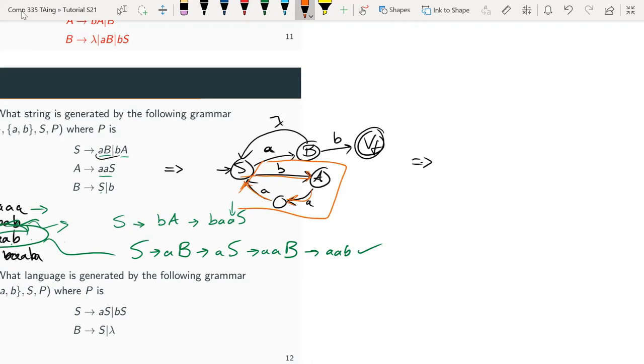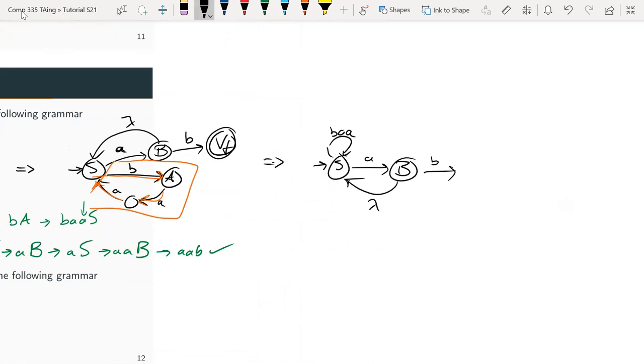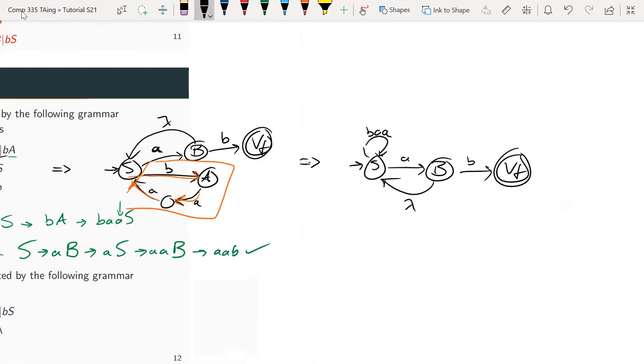And I can do that any number of times, meaning that my S can have the loop B, A, A, right? And then, let me do it step by step. So then I can go back to B with a lambda, and then I can go to B with F, right? Then I need to get rid of this intermediate state. So how do I do that? I just eliminate any transition that goes through it. So that would be, I can go from S to VF via B by reading AB.